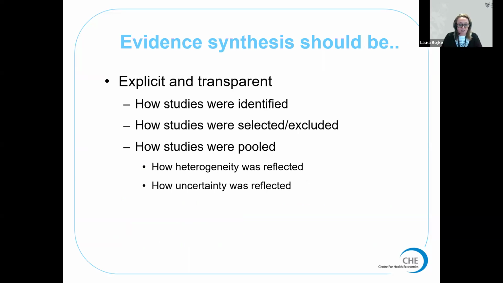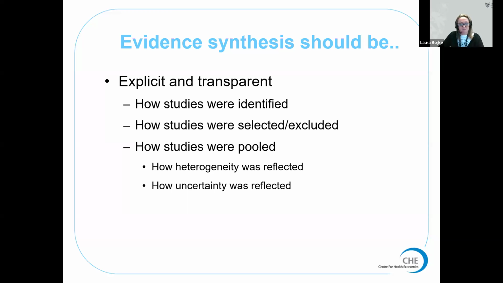So evidence synthesis can be a useful and powerful tool, but there are some requirements of evidence synthesis. I guess a bare minimum set of requirements to ensure its usability and its applicability to help inform those questions that I mentioned previously.